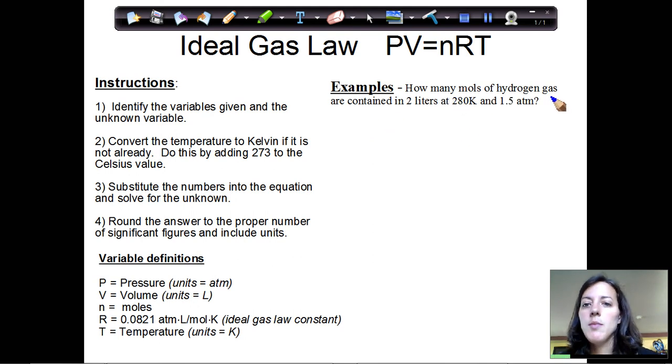How many moles of hydrogen gas are contained in a 2-liter container, at 280 Kelvin and 1.5 atmospheres? Alright, so we need to figure out what variables are given to us and what we're trying to solve for. We are looking for moles, and might as well give that the n. We are given a volume, we are given a temperature, and we are given the pressure. And R is the only variable left not written down here, and R will never change, it's always going to be this number.